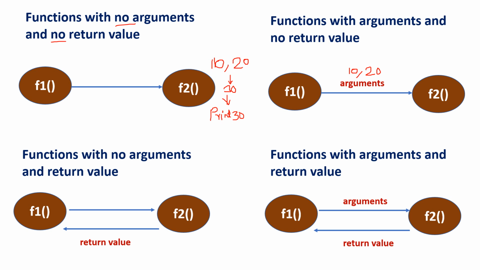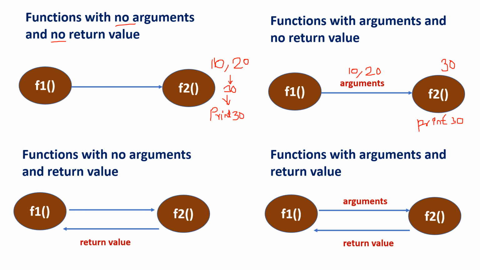Now what does the f2 function need to do here? It will calculate 30 and it is not returning any value. That means it has to print 30 in the f2 function itself. Why? Because it is not returning a value to the f1 function. This is the scenario in the second case. The f1 function is sending parameters and the f2 function is calculating their sum and printing the value 30.